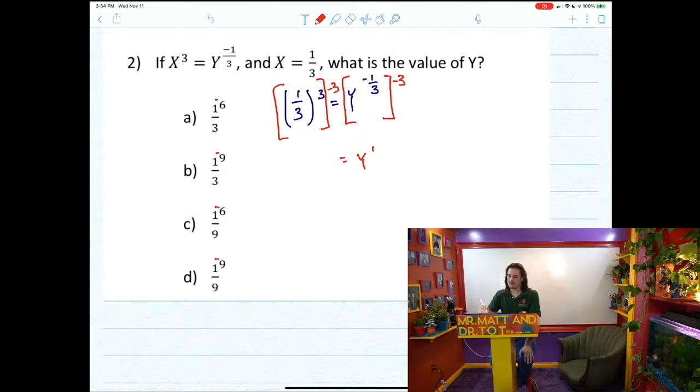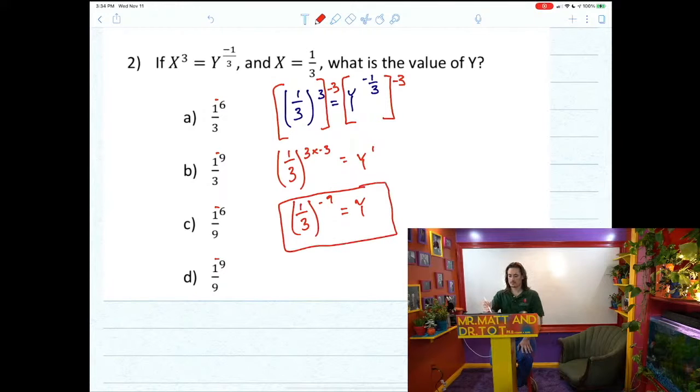And then we're going to have 1/3 to the third power, quantity raised to the negative third power, which is the same thing as 1/3 raised to the 3 times negative 3 power. So that's going to be 1/3 quantity raised to the negative 9th power is equal to y. And that's answer selection B.